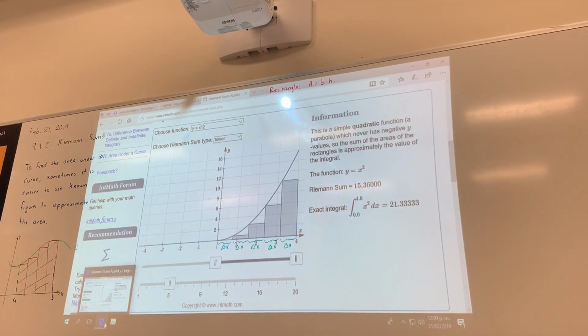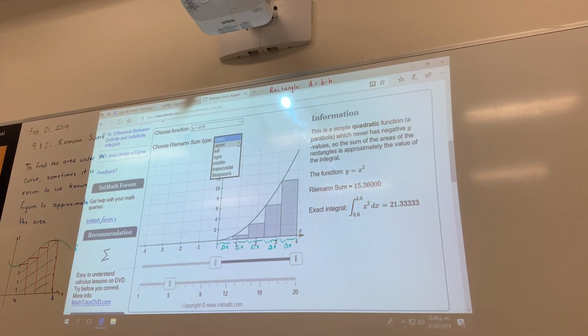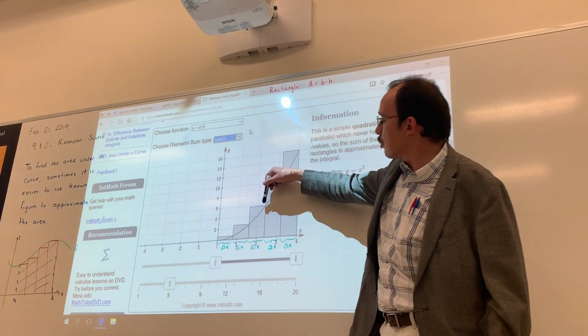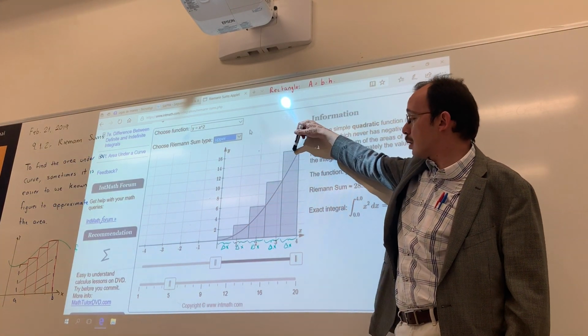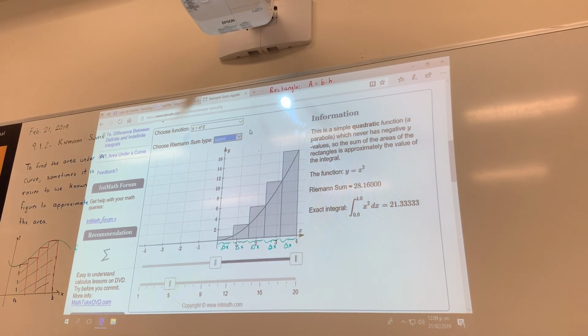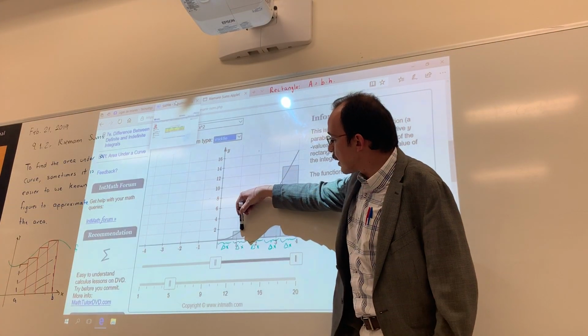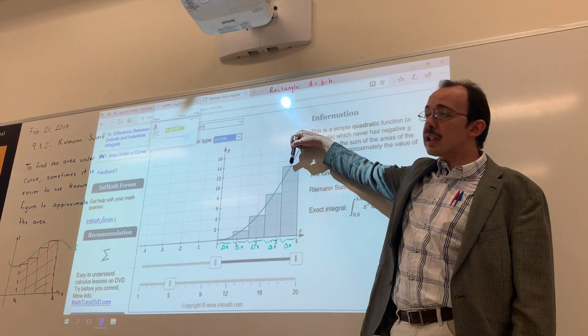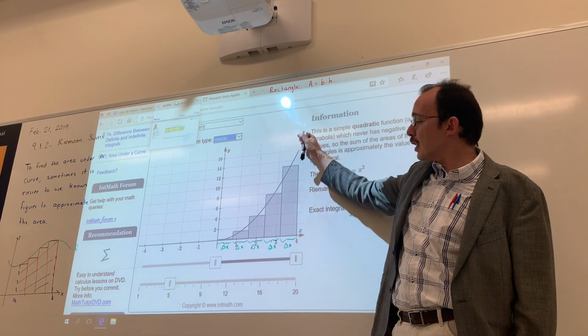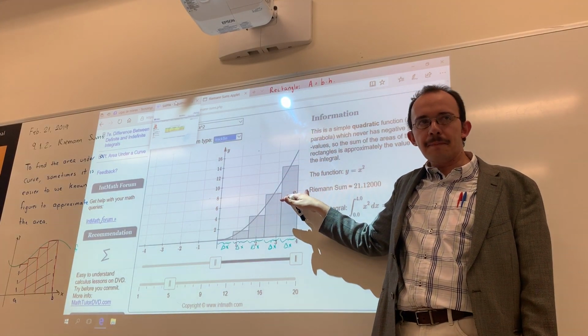If I were to use the right endpoints, which in this case is called upper, I'm using this one, the right parts. If I'm using, for example, the midpoints, then I'm using the middle part of the rectangles. Okay? Do you get the idea?